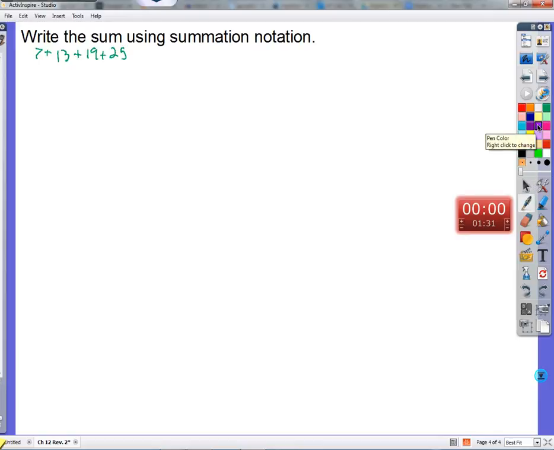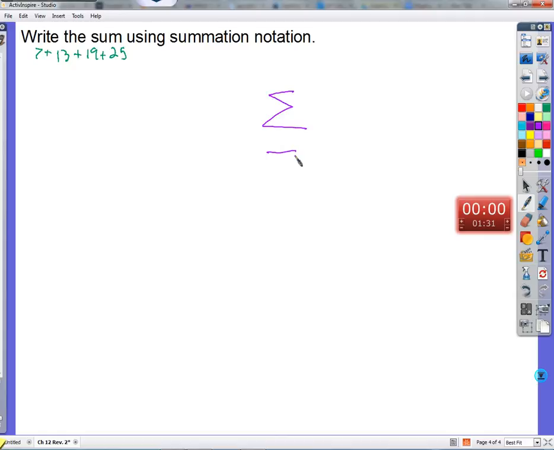So, using summation notation, this is one that we've been having trouble with, I think, just understanding the directions. I'm not asking you to add it, not asking you to use a formula to find the sum. I'm asking for summation notation, which means what? It's the biggest thing that you see that tells you you're in summation notation: the sigma.